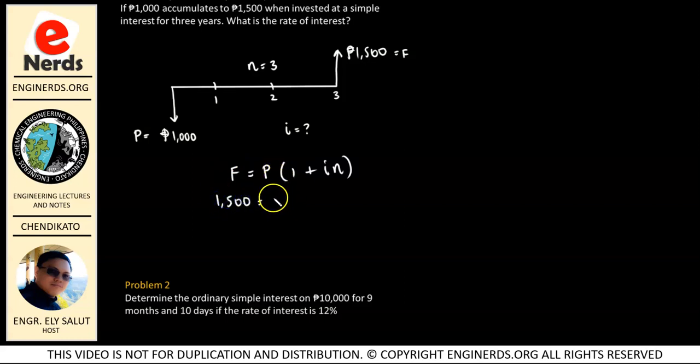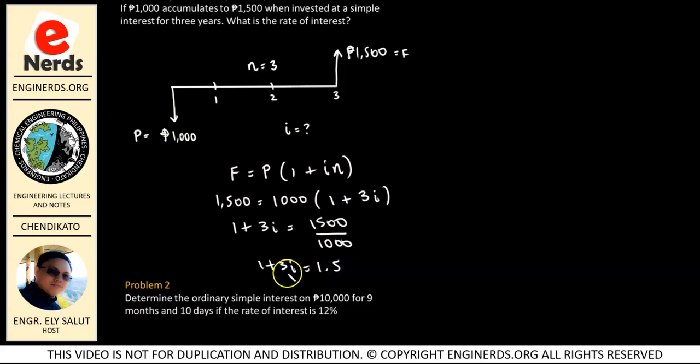Our P is equal to 1,000. Then 1 plus, our N is equal to 3, so 3I. Okay, so isolate natin itong I. So, we will have to transpose itong 1,000 papunta sa other side ng ating equation, no? So, let me put 1 plus 3i here. So, 1 plus 3i is equal to 1,500 divided by 1,000. So, therefore, 1 plus 3i is equal to 1.5.